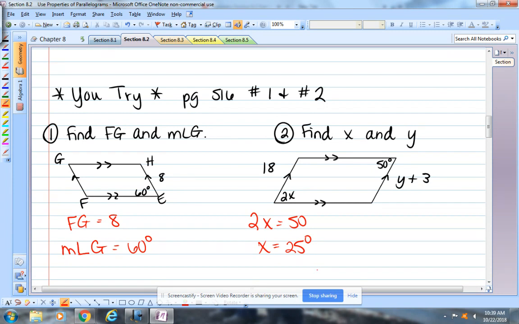How do we get y? Right. I'm going to do it this way just because I haven't done one this way yet. So set 18 equal to y plus 3, and then you subtract 3, and what do you get? 15 equals y. Raise your hand if you got 15 for y.